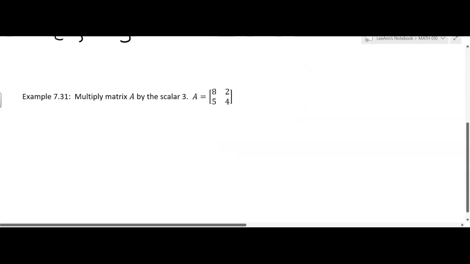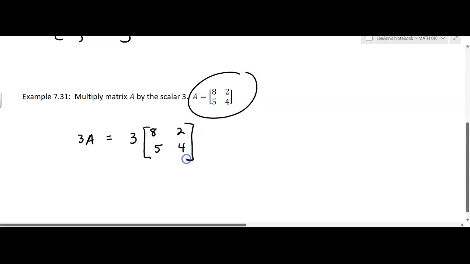Okay, so multiply matrix A, so they give us matrix A, it's right here, and we're going to multiply it by the scalar 3. So usually what we do is we would write, we're talking about 3A here. So that's going to be 3 times the matrix A, 2, 5, 4. Now when you write these, you want to make sure it looks like a 2 by 2 and not 2 by 1, like 82 and 54 or something. So just make sure you have a little bit of space.